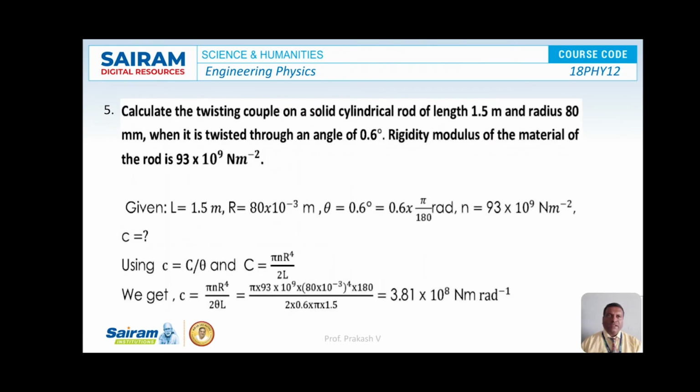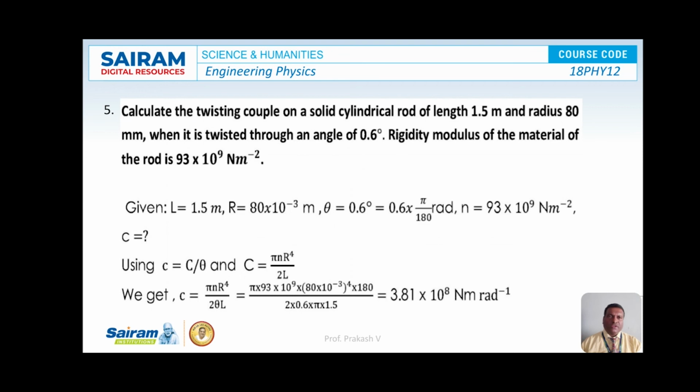Next problem is calculate the twisting couple on a solid cylindrical rod of length 1.5 meter and radius 80 mm when it is twisted through an angle of 0.6 degree. Rigidity modulus of the material of the rod is 93 into 10 to the power of 9 Newton per meter square. So here as per the problem, the given data is L is 1.5 meter, R is 80 into 10 to the power of minus 3 meter, and the twisting angle theta is 0.6 degree. If you convert that into radians, multiply by pi by 180, so 0.6 into pi by 180 radians, and then N, the rigidity modulus, is 93 into 10 to the power of 9 Newton per meter square. So here we have to calculate the twisting couple, that is C.